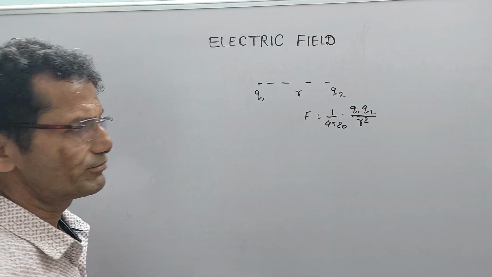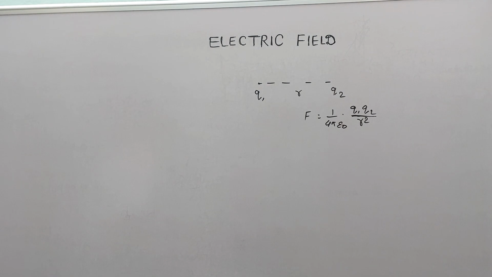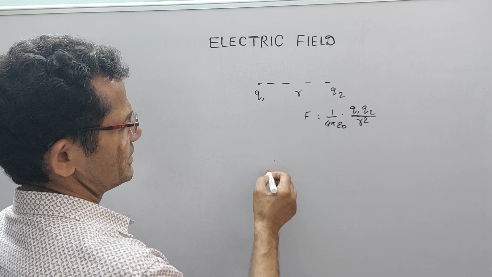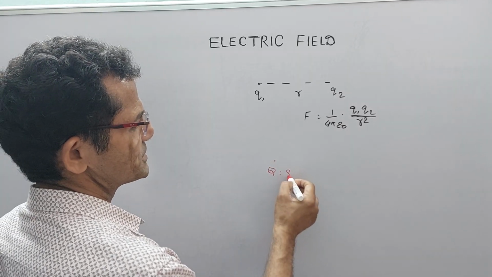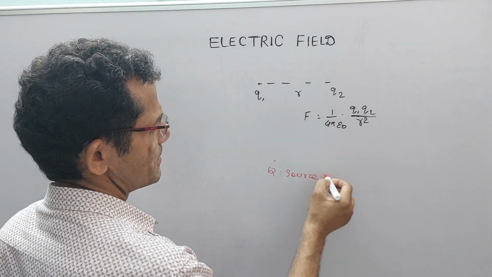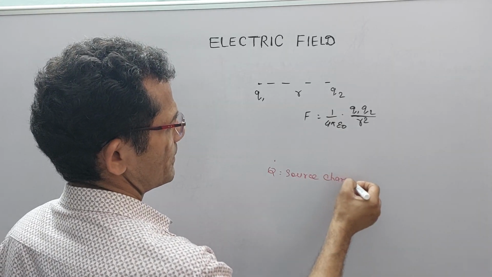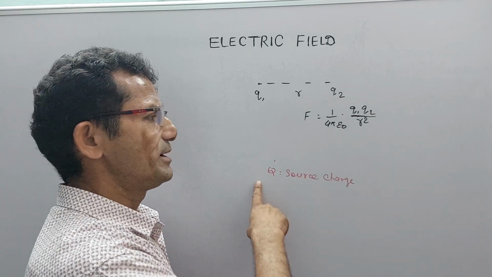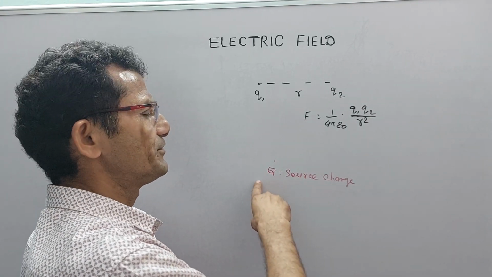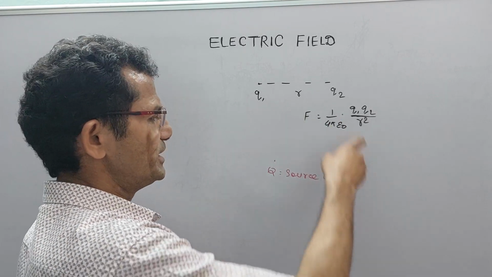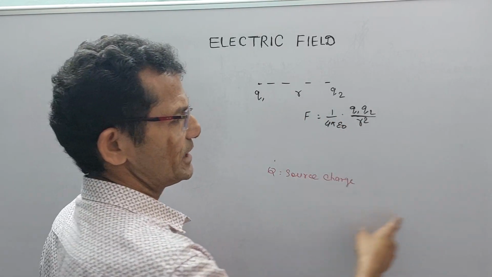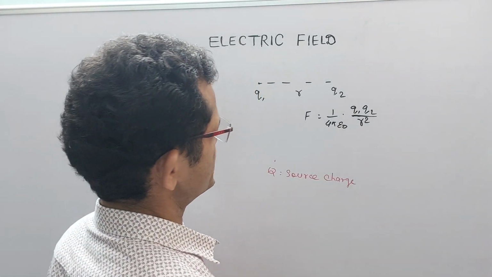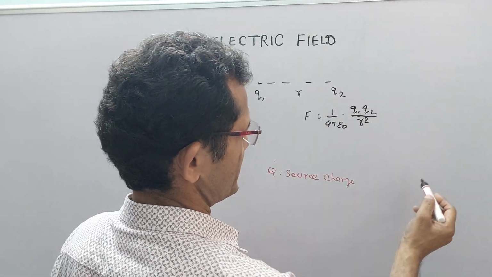So there is a two-step process. If I place a charge here, this is our source charge. Q is the source charge. When we place the source charge at this point, it will create a field around it. In this field, if I take another charge, known as the test charge, that test charge will experience some force.